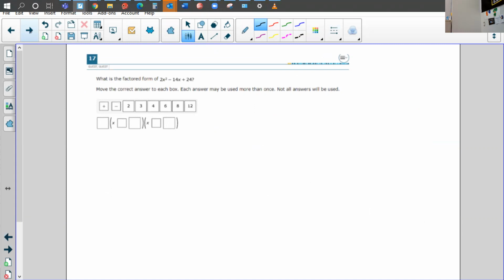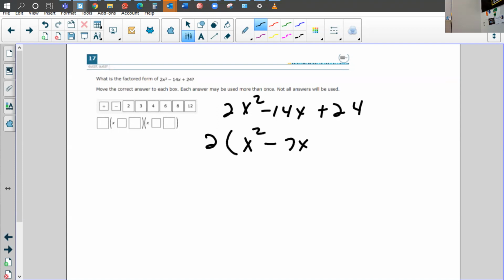So we have 2x squared minus 14x plus 24. Before I do the box method, I realized that 2 is a common factor between all three numbers. So if I factor out 2, it makes my life a little bit easier, right? So 2 times x squared minus 7x plus 12. That is a lot easier to factor.